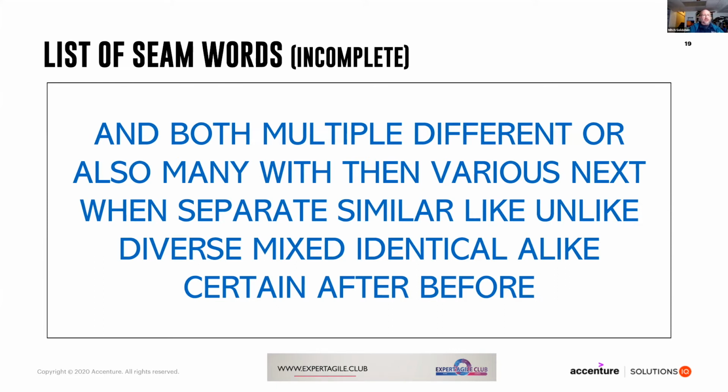All of these words, which I call seam words, are words that if you see them in a user story, there's a good chance that that user story can be split. For example, if I say something like or unlike, that implies that there's two things that I'm comparing. If so, that's an opportunity to split that story on a seam. Or if I talk about mixed, identical, alike, these are all comparative things. Certain is identification. After, before, it might be workflow or some other type of timing.